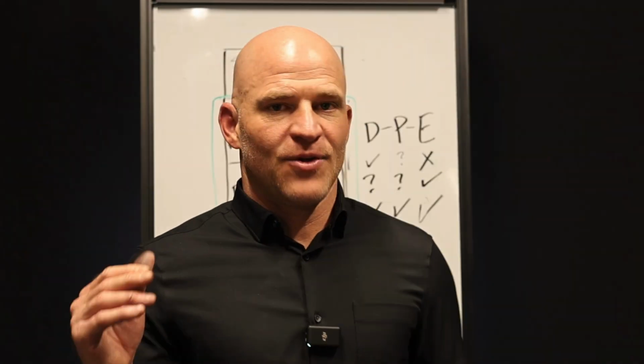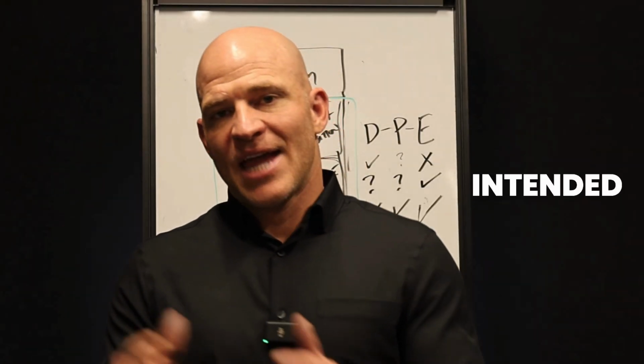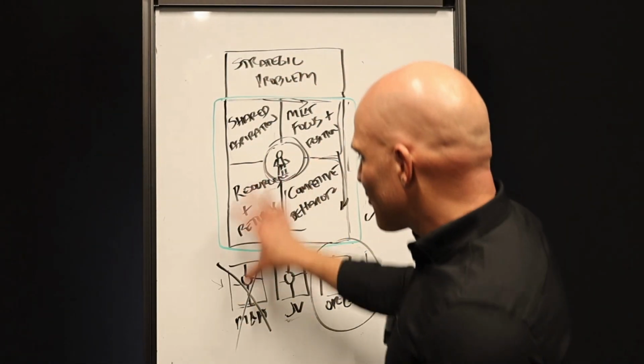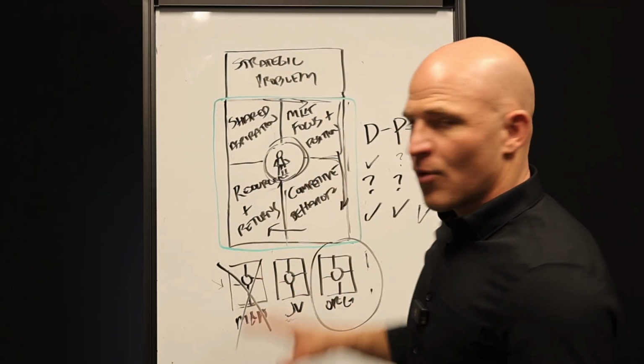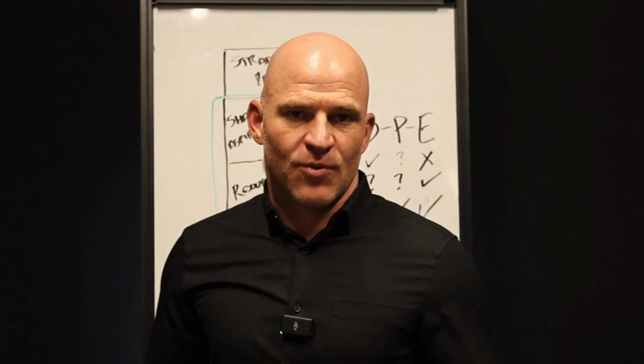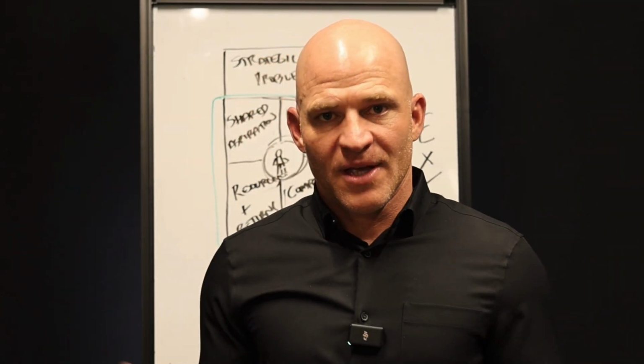Another way to look at it is you have your intended strategy and your emergent strategy. This is your intended strategy that you come up with your team, you draw it out on the whiteboard, and then you go out there and execute, and then guess what? An emergent strategy comes to pass.